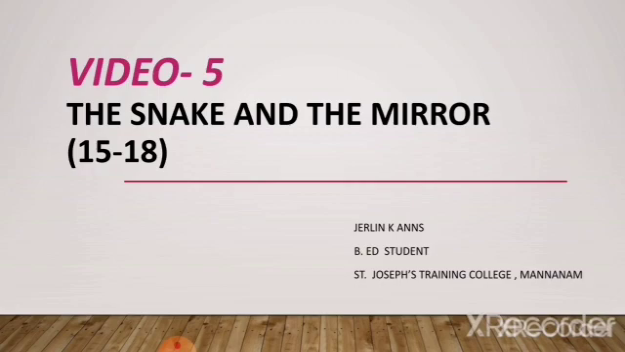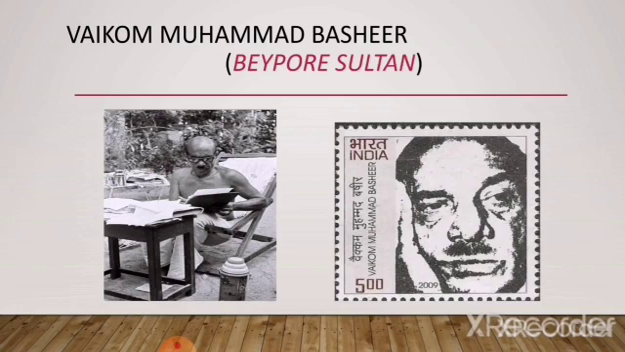So, this is the fifth video lesson for the chapter The Snake and the Mirror. Hope you're already familiar with the author Vaikom Muhammad Basheer, who is popularly known as Beypore Sultan. As you can see in the picture, in 2009, India issued a stamp on this famous writer. You are really lucky to learn one of his notable humorous short stories. We do hope that these video lessons will help you learn the lesson well. So, let's get started.